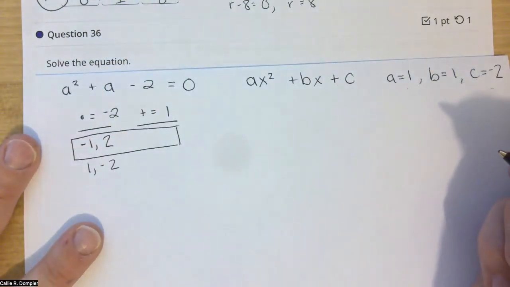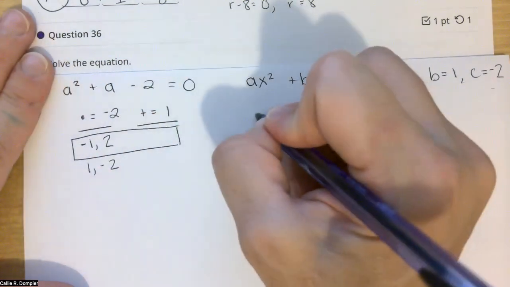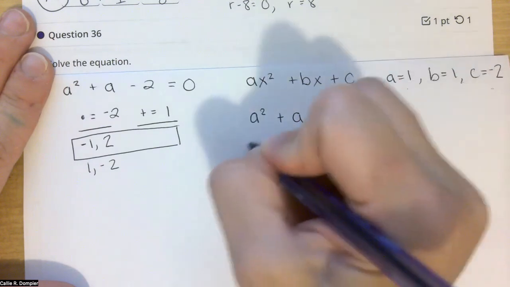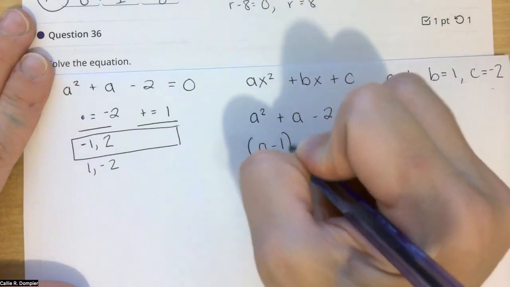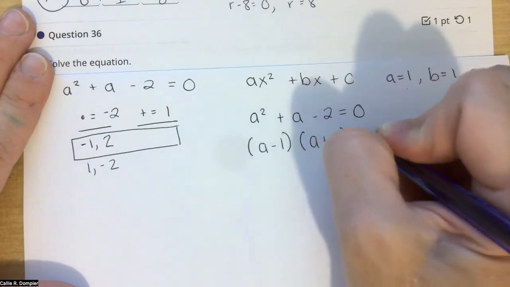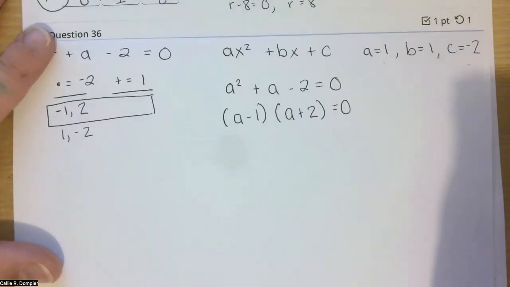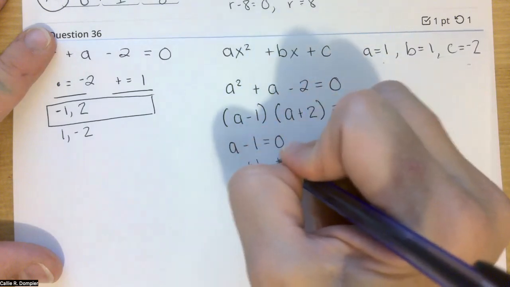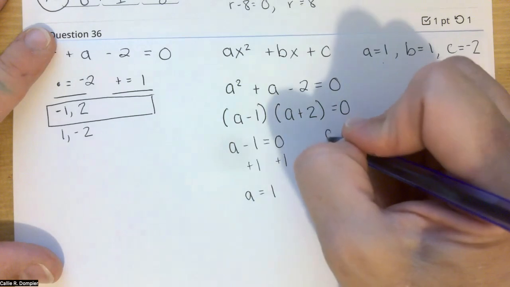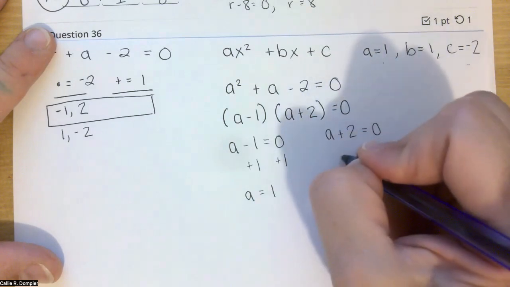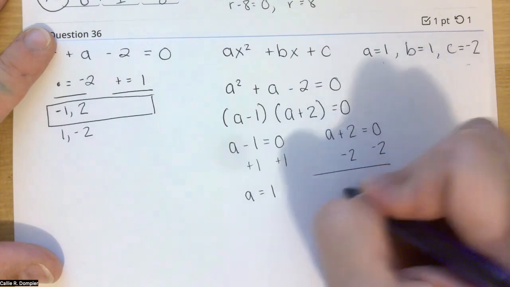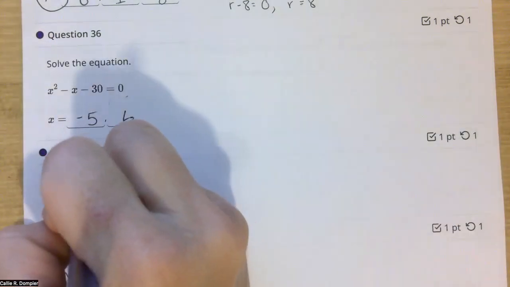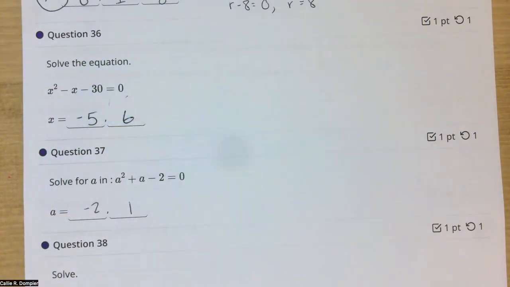-1 and 2, right? So a squared plus a minus 2 equals 0 becomes a minus 1 times a plus 2 equals 0. Set those equal to 0. A minus 1 equals 0. Add 1. A is 1. A plus 2 equals 0. Subtract 2 from both sides. A equals -2. So my answers are -2 and 1. Good.